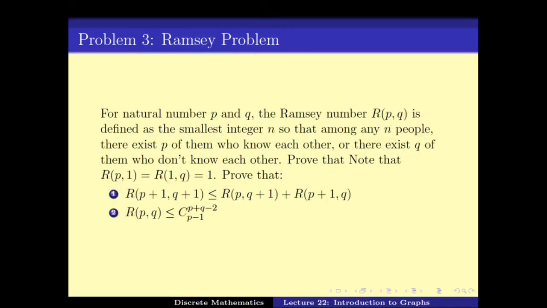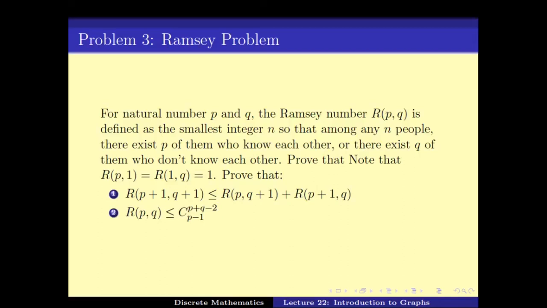This is called the Ramsey number. So we say that for natural numbers P and Q, the Ramsey number R(P,Q) is the smallest integer n so that among any n people there exist P of them who know each other, or there exist Q of them who don't know each other.